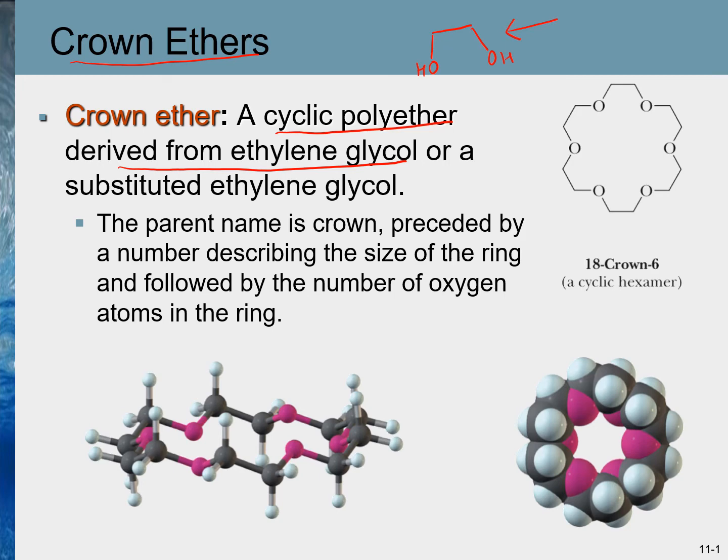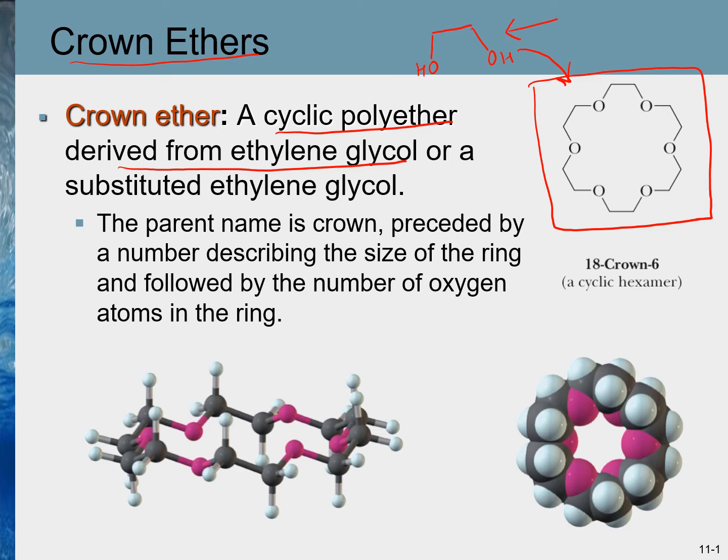The crown ethers which are derived from ethylene glycol can be considered as a polymer of ethylene glycol. For example, the crown ether shown here is a hexamer of ethylene glycol. Crown ethers were discovered in the early 1960s by Charles Pedersen, and he received a Nobel Prize for his discovery.